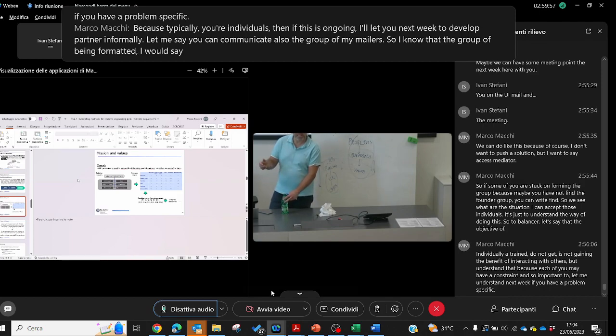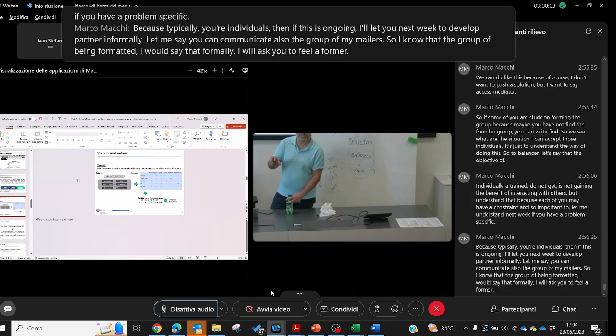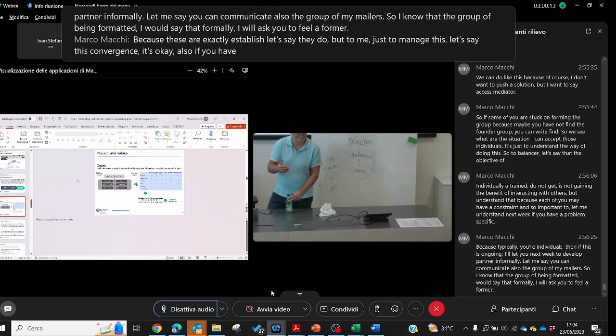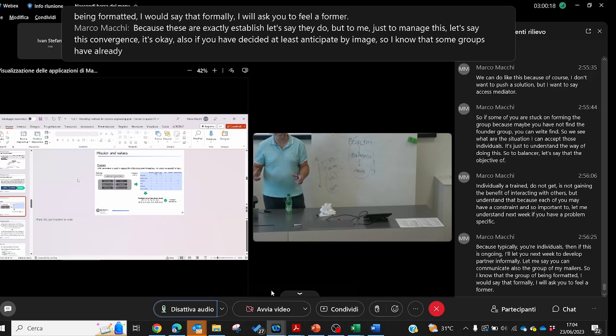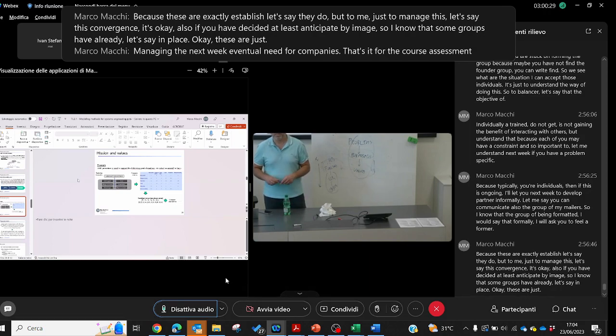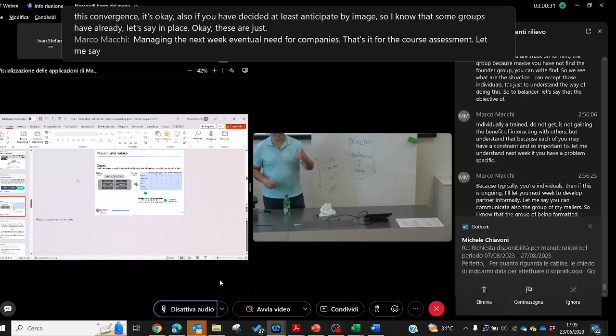I would say that formally, I will ask you to fill in a form, because these are exactly to establish the group. But to me, just to manage this convergence, it's also okay if you have decided to at least anticipate me by mail, so I know that some groups are already in place. These are just to manage eventual need for convergence in the next week.